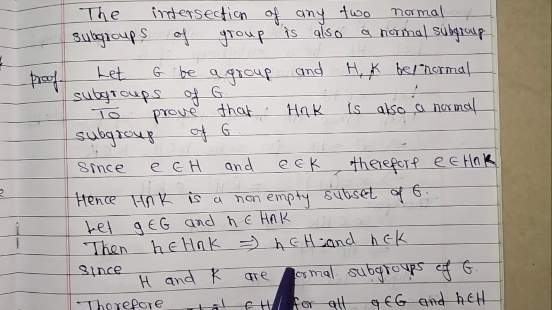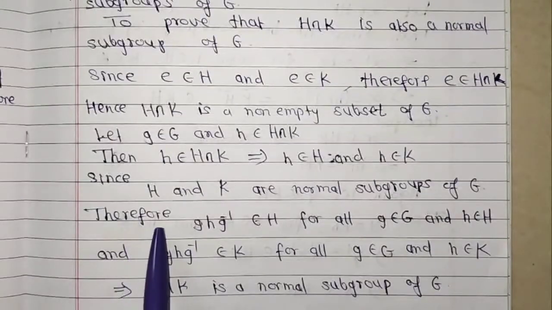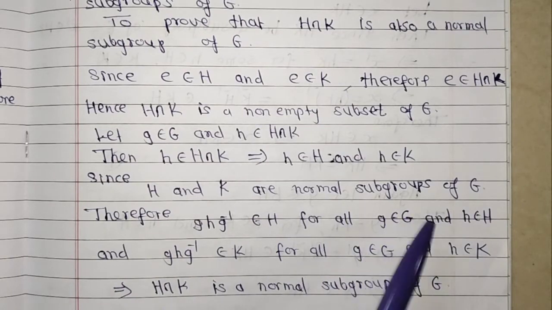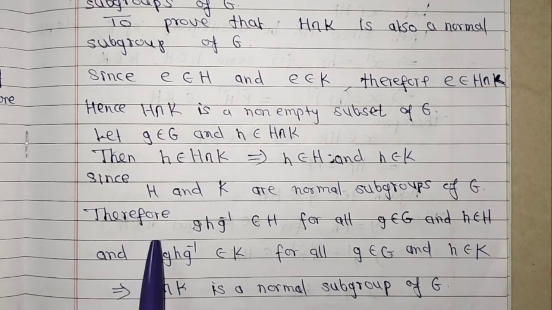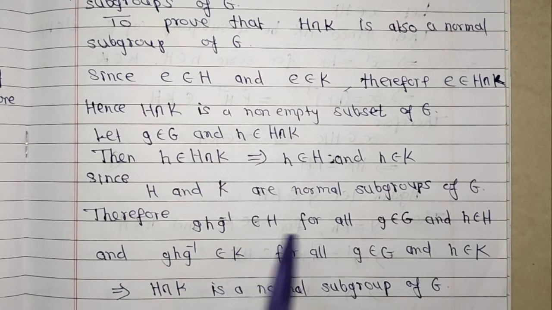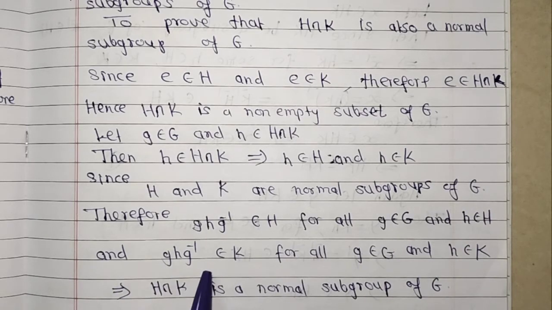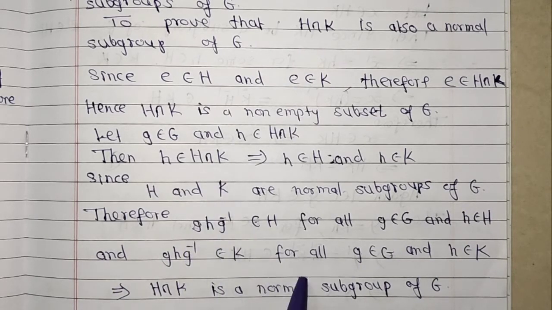This implies h belongs to H and h belongs to K. And since H and K are normal subgroups of G, therefore g h g inverse belongs to H for all g belongs to G and h belongs to H, and also g h g inverse belongs to K for all g belongs to G and h belongs to K. This is by definition of normal.